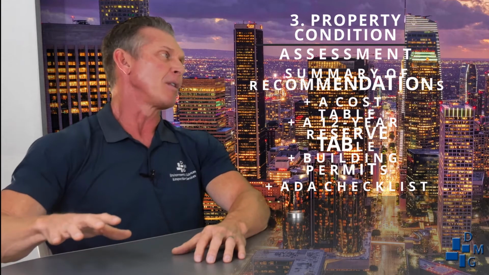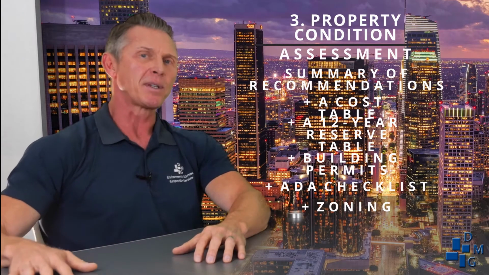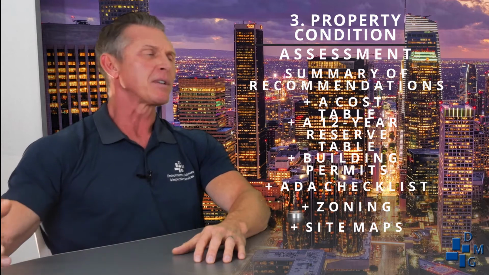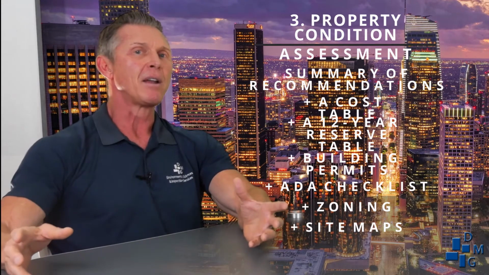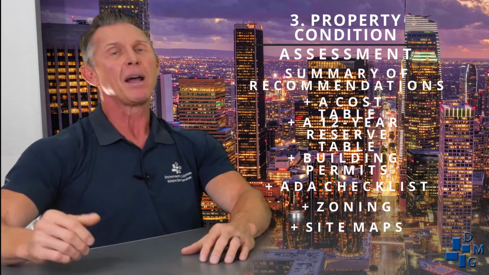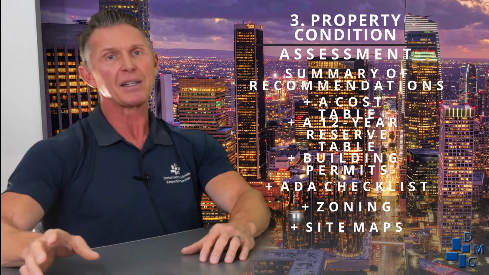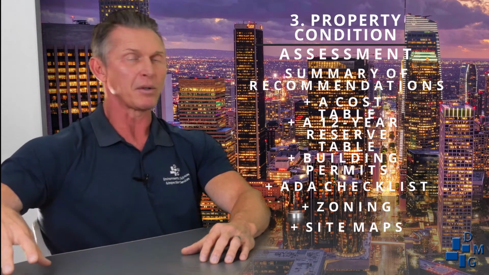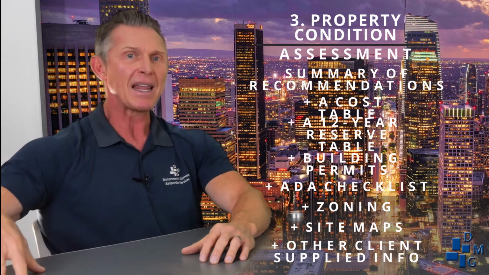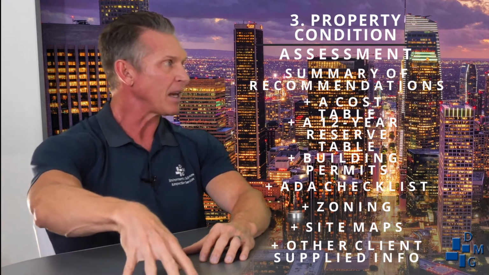We're also going to have all the zoning documents in there. We're going to have some site maps, some different type of information that may have been provided to us. If we bring in other subcontractors who are specialized in it, then we're going to have those in the appendix as well, their reports, and then taking their information and putting that into the cost table. So much more comprehensive than any other report. So it really comes down to what are your needs, and we have a report for each one of those.